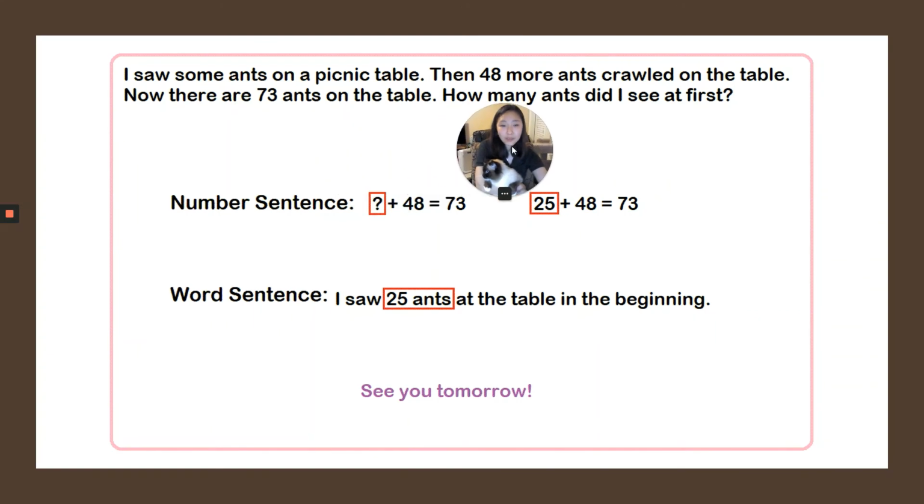So after you saw my videos and then now you are here looking at my last page. And I wanted to tell you that this is the number sentences, and my worst sentence was I saw 25 ants at the table in the beginning. And this was always a tricky problem to me because they kind of try to trick you, but I really hope you did well. And I am very sad to say that today is our last CGI video. I believe we will be doing ELA video and math video, but no more CGI videos.